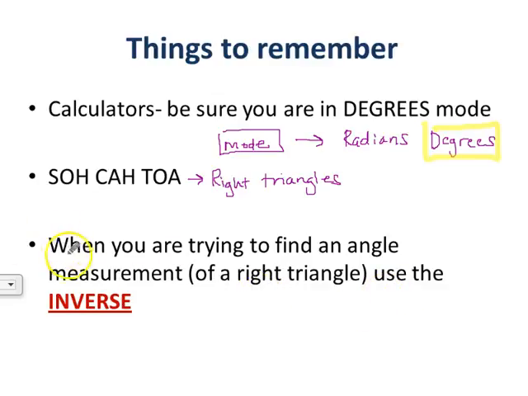And then another reminder from Unit 5 is when you are trying to find an angle measurement, and this is what we did in the warm-up of a right triangle, we want to use the inverse of either sine, cosine, or tangent. So those are just some little reminders as we start to review the Unit 5 content. So keep that stuff in mind.